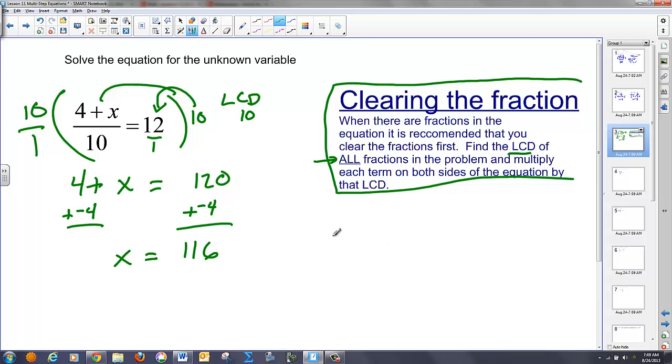If you wanted to check that, once again, we'll go back and do that. I have 4 plus this unknown value of x, which is 116, over 10. That's 120 over 10, which equals 12. And that's what my equation equals, so that checks out.